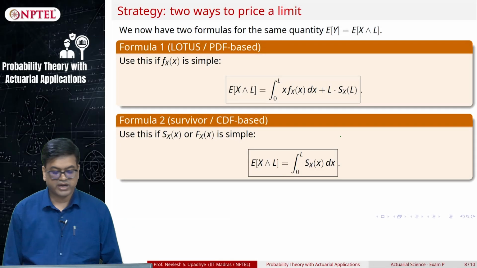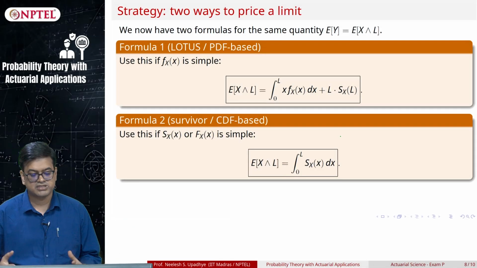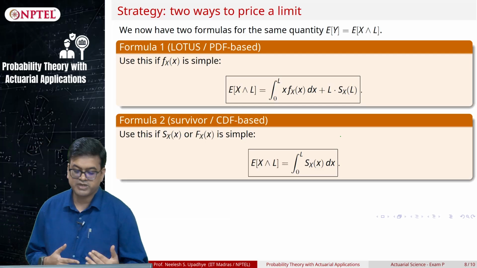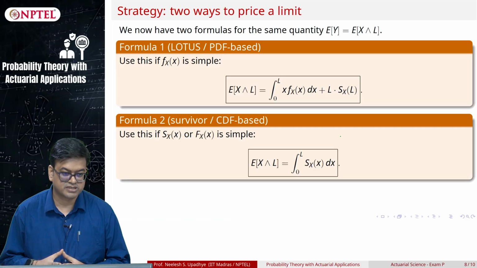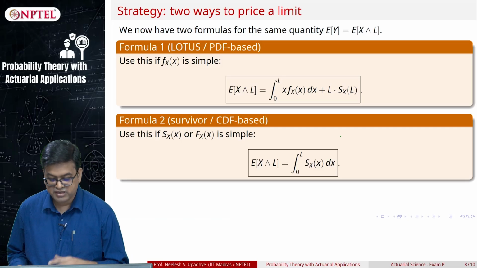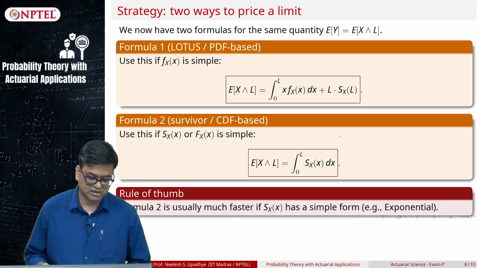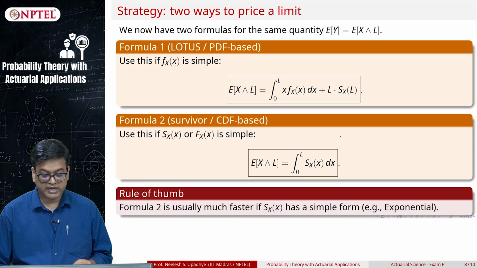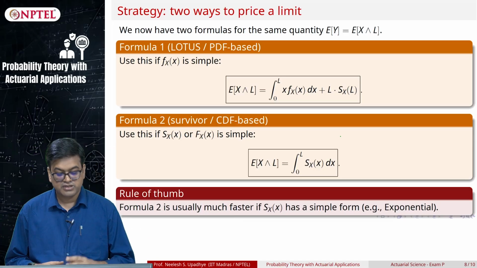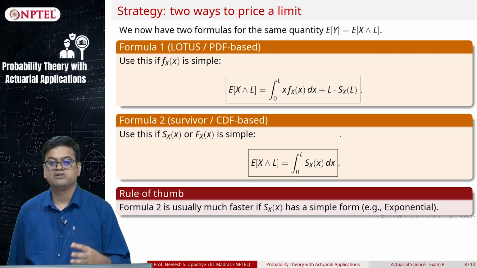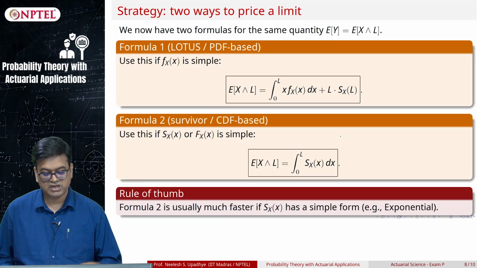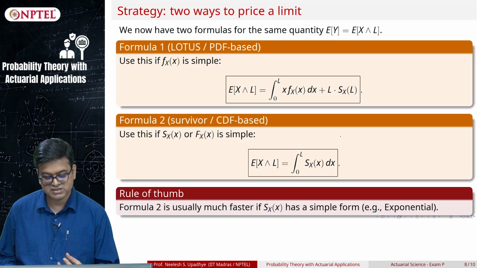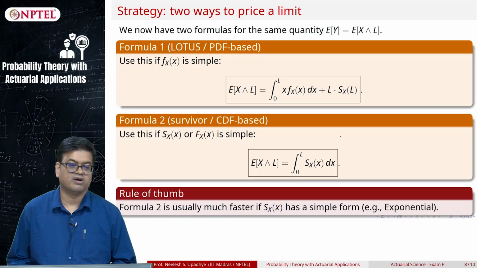Okay. Can you find an example in our named distributions where this becomes very simple, where the survival function is very simple? It is the exponential distribution, right. There it is e raised to minus lambda x, just like that. So, when I have an exponential distribution, this formula is actually very handy. However, if I do not have an exponential and the formula for fx is simple, I can use formula 1.